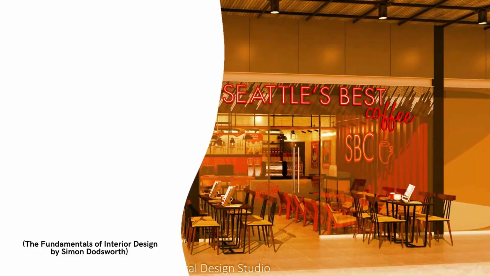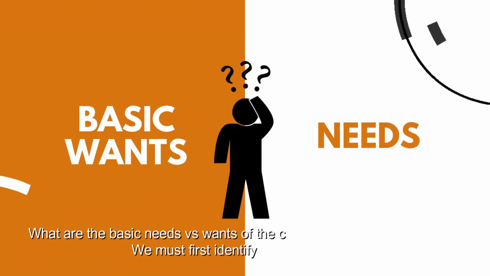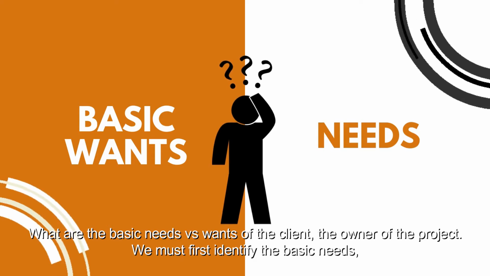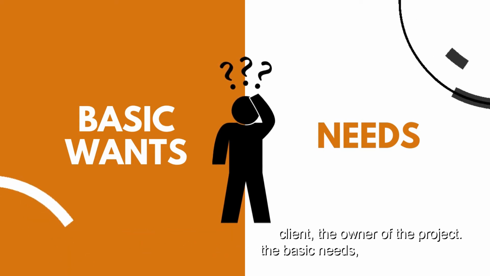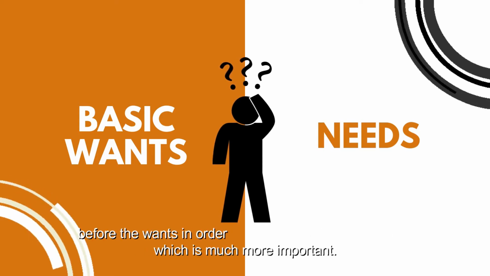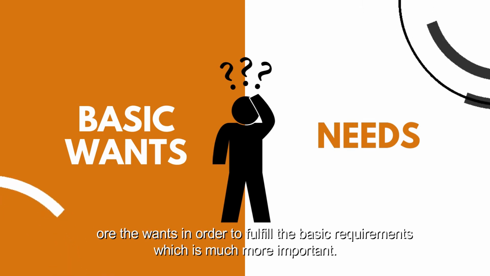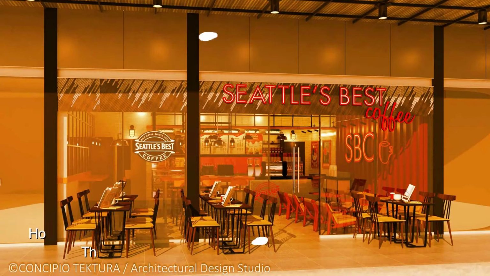First is number 1: What are the basic needs versus wants of the client, the owner of the project? We must learn to know the first basic need before the wants in order to fulfill the basic requirements, which is much more important. Second is number 2, operational flow.